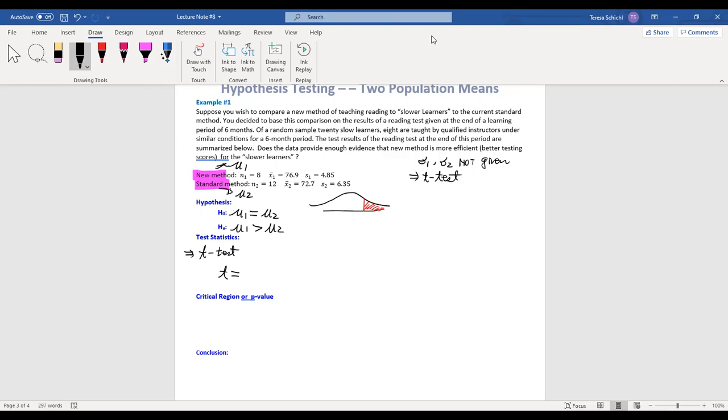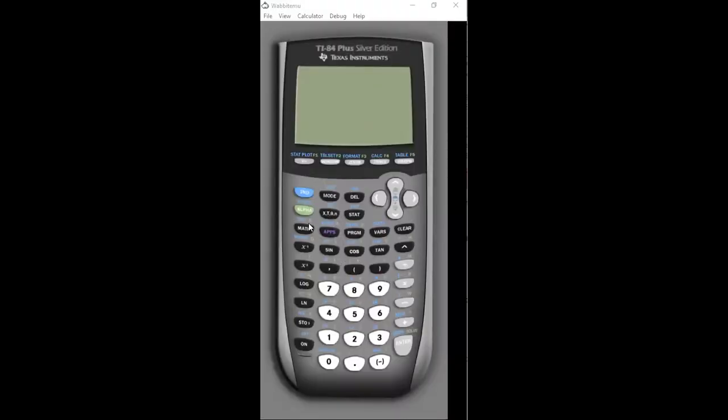Now let me go to the TI-84 calculator and show you how to do that. Make sure you follow along. You press STAT, and remember we talked before, you go to TESTS. For this test, we choose the two-sample t-test. You hit enter. Since we have summary statistics, hit enter on Stats.